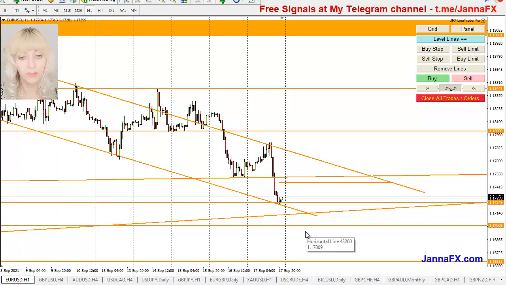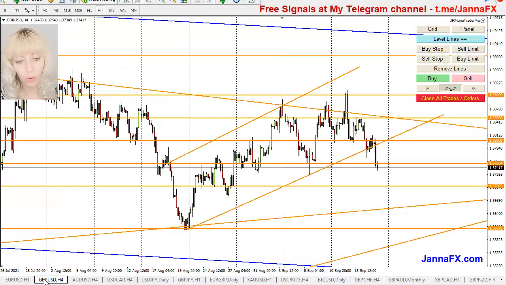Okay, so that's my view at this moment. I don't have an exact entry point, I'm just going to wait for a little bit more.